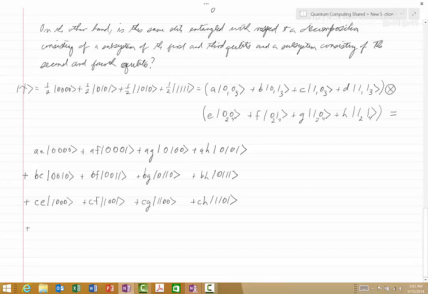And then finally DE, DF, DG, DH. DE will be 1010. DF will give us 1011. DG will give us 1110. And finally DH will be 1111.